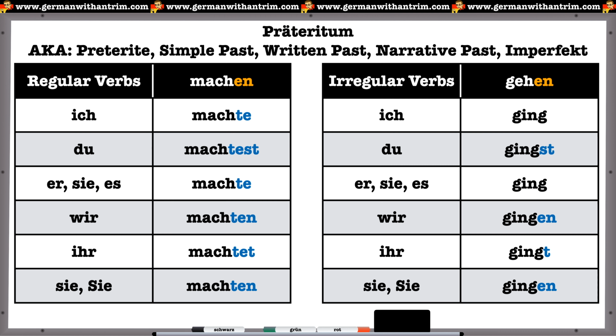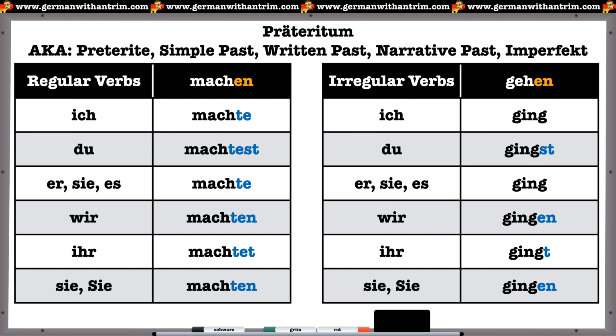Regular and irregular verbs in this tense are conjugated differently from each other, so we have to pay attention to whether this verb is a regular verb or an irregular verb so we can decide which set of endings to use for it. For instance, the verb machen. In the present tense, we would say ich mache, du machst, sie es macht, wir machen, ihr macht, sie machen. In this new tense, the Präteritum, we're going to add t's to all of our endings.